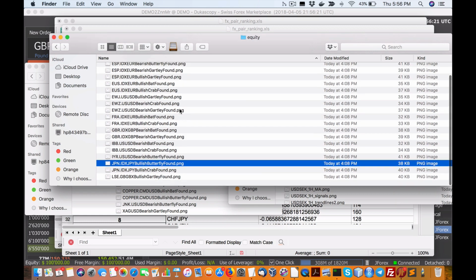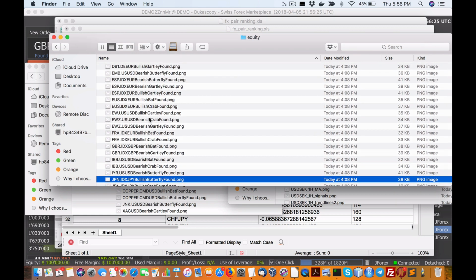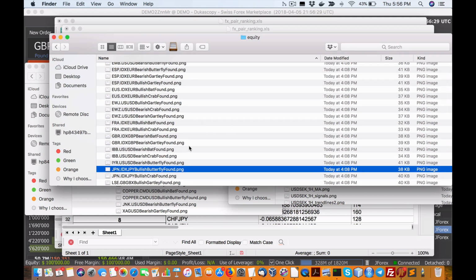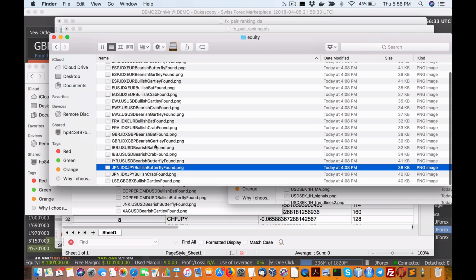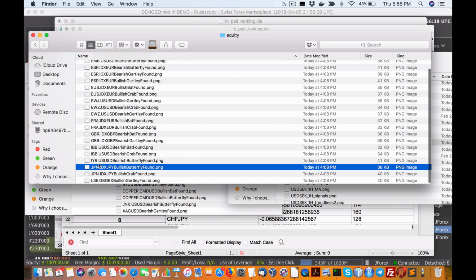So all in all, I think this is a great way to filter out a lot of the false positive stuff. It's not 100% accurate, but you can see through the process that you can kind of get an idea of where to deploy your capital at this point. And it looks like the Japanese index is pretty good.